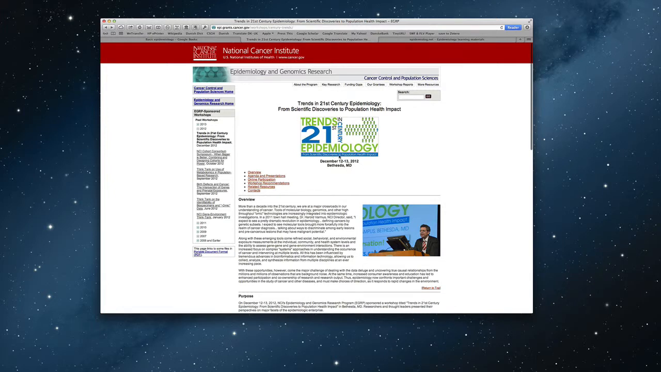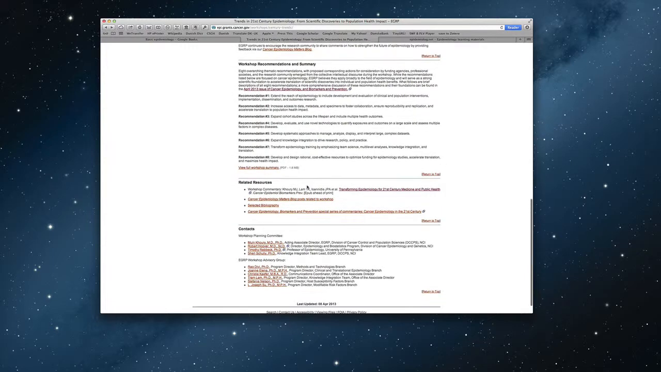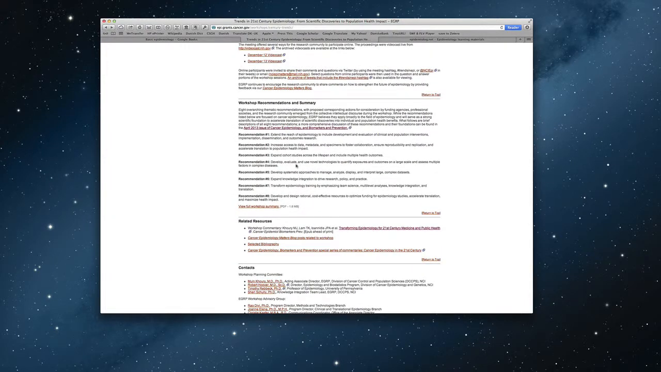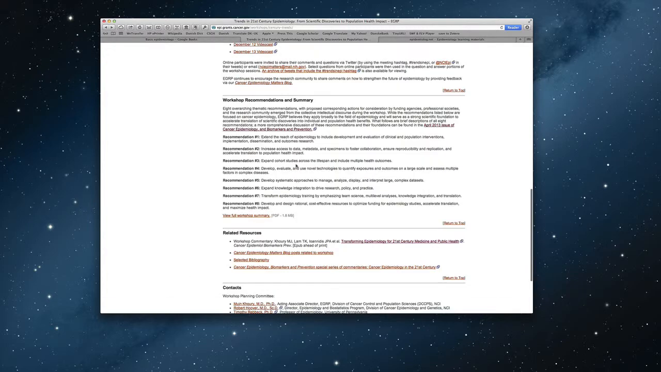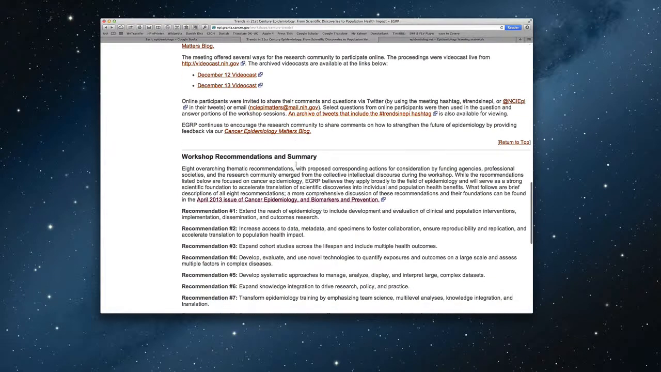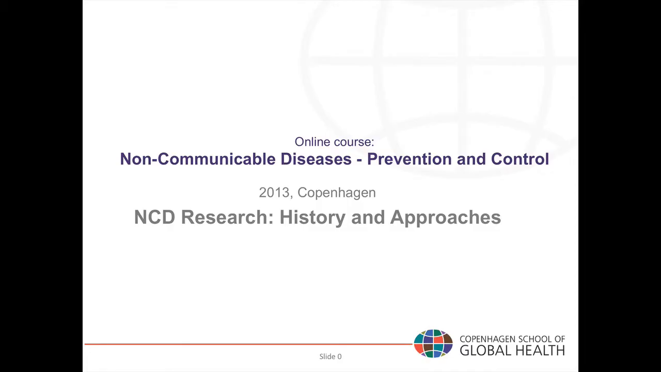finding out the latest trends in epidemiology, to this recent last December conference held by the NIH in Bethesda, close to Washington, by the National Cancer Institute, where they actually, it's worthwhile browsing through, at the end had a couple of recommendations on how future epidemiology should look like. An interesting set of recommendations, which were also published just this year in the journal Cancer Epidemiology. And with that, we reached the end of our first outlook in the history of epidemiology.